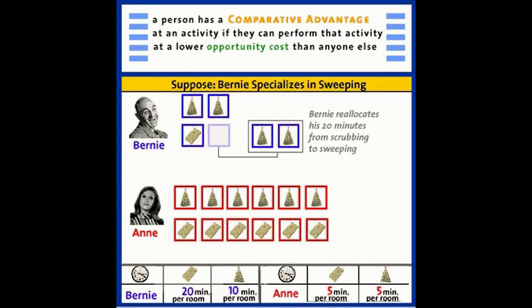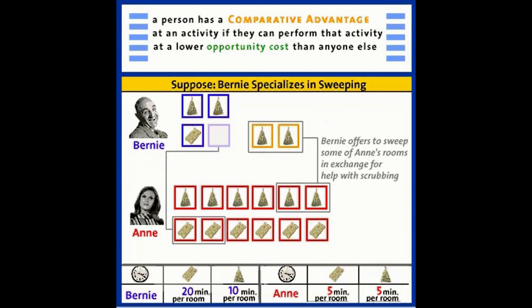He sweeps 2 rooms for her. Well, this now frees Ann not to have to sweep those 2 rooms herself. And with those rooms not having to be swept by Ann, she has 5 minutes here and 5 minutes here that she can now reallocate towards scrubbing. So Ann sweeps less and scrubs more. She moves this time into scrubbing and increases her scrubbing activity as she cuts back on her sweeping.